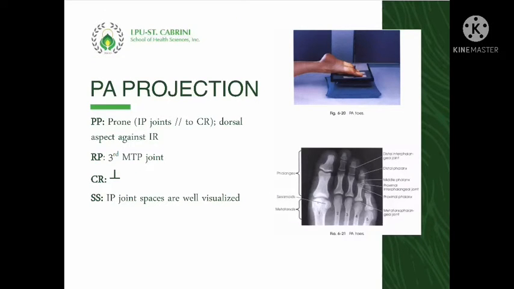Next projection is PA. This projection places the patient in prone position so that the dorsal surface of the foot is in contact with the IR. Elevate the foot and IR with one or two small sandbags for appropriate positioning. The long axis of the foot should be parallel with the IR. The central ray is directed perpendicularly through the third metatarsophalangeal joint. This projection will demonstrate the interphalangeal joint space as well because the natural divergence of the X-ray beam coincides closely with the position of the toes.